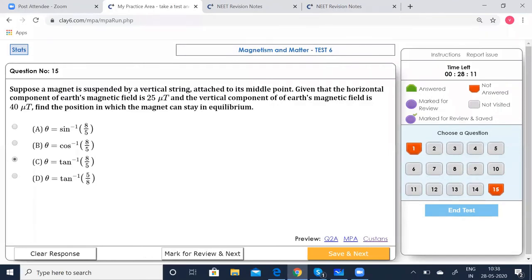Right. So that's easy. While selecting the options, you'll have to be very careful. See, sine inverse of 8 by 5 is also given. So in a hurry, you might go and tap that option. It is going to be tan inverse of 8 by 5. So select the correct option. Be careful with your selection also. Okay, so save that. So we have ended the test.